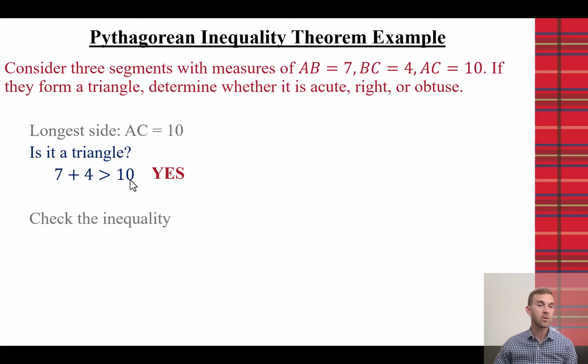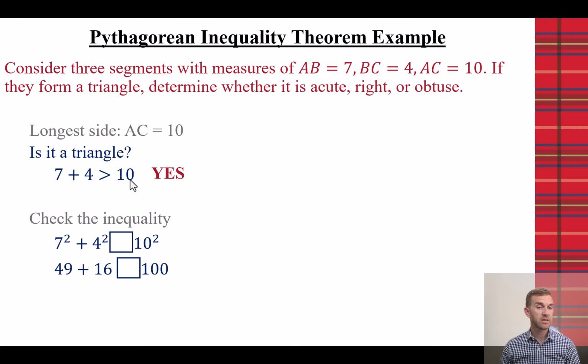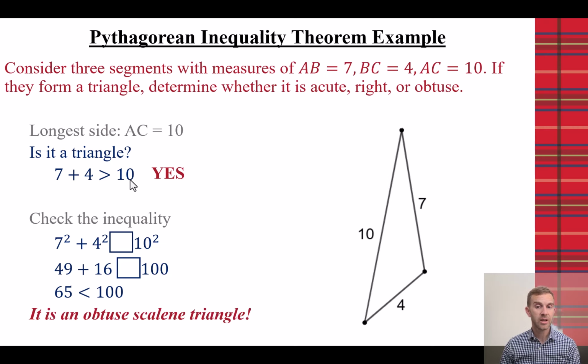Now let's use the inequality. We're going to square our two values on the left side, add them together, and compare that to the right side squared. So 7 squared plus 4 squared is 49 plus 16. We add those together, that's 65. Well, 65 is less than 100. Therefore, this is an obtuse triangle, and this is what it would look like if we were to actually construct it with these measurements.